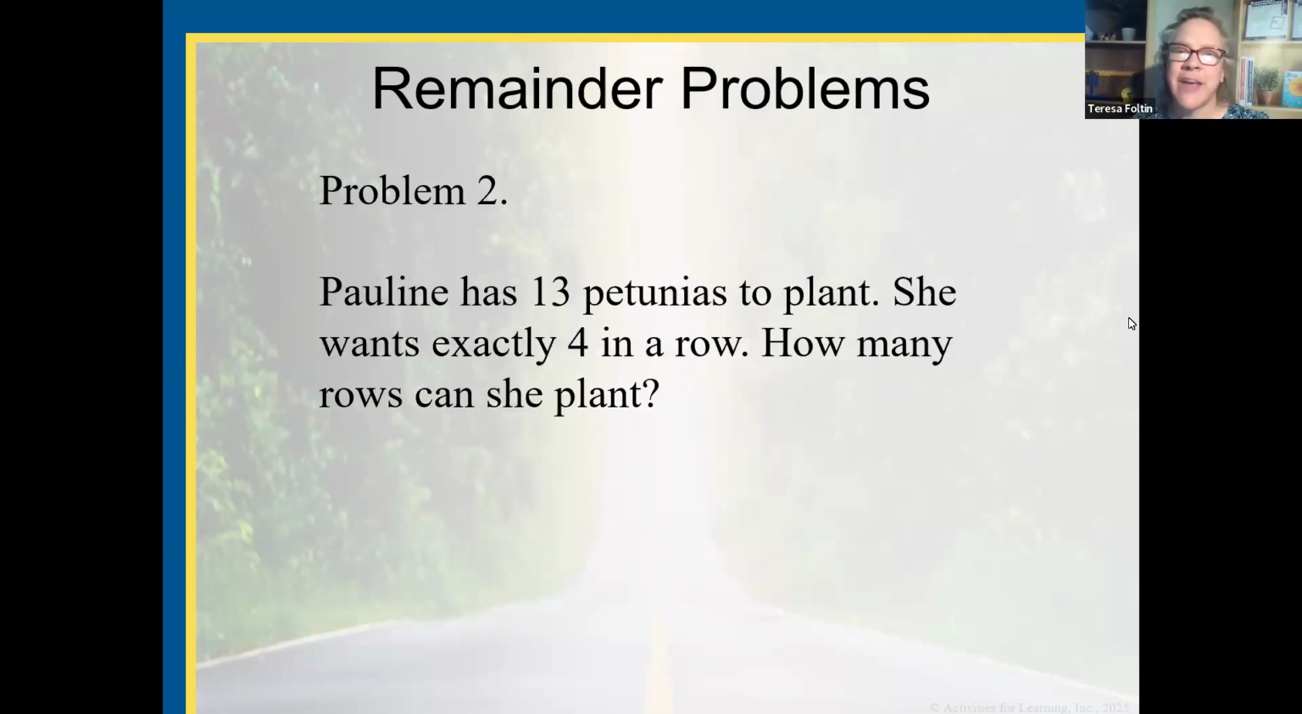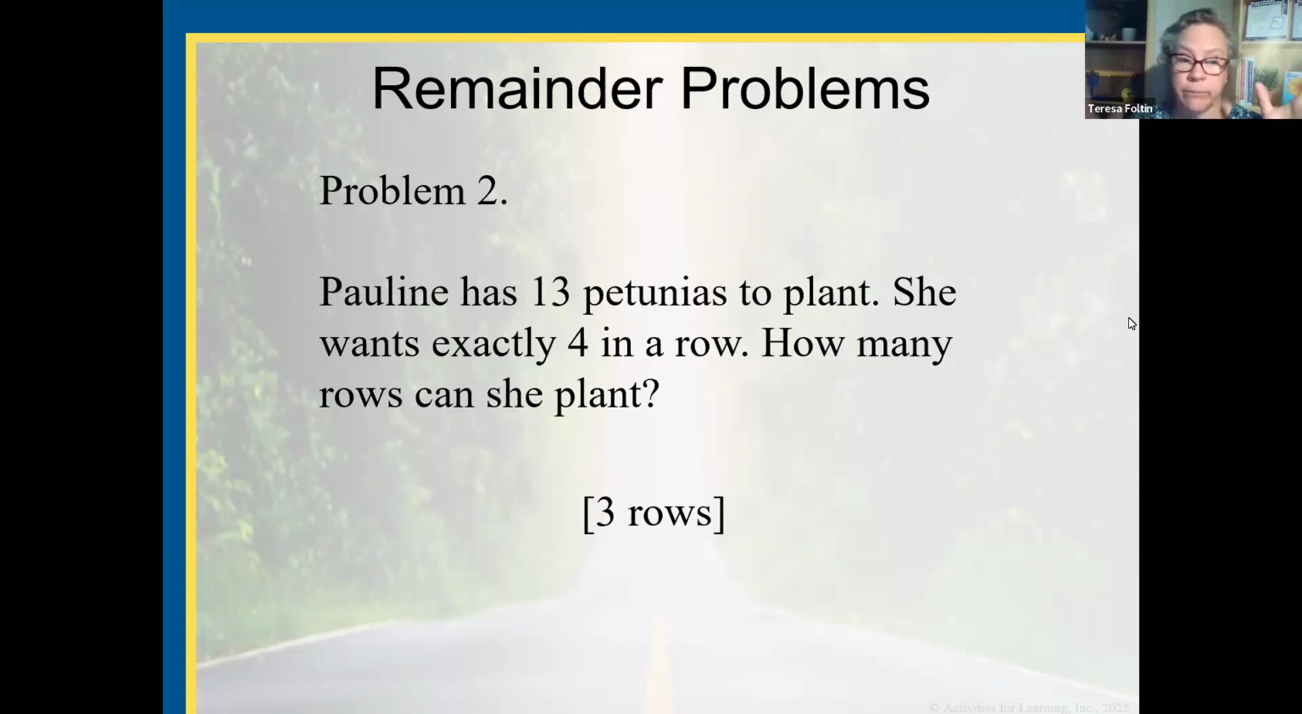Okay, let's look at problem number 2. Pauline has 13 petunias to plant, and she wants exactly 4 in a row. How many rows can she plant? Well, now what to do with that extra petunia? You're open. There's a lot more acceptable options on what to do with that one, but the answer is still not 3 1/4, right? The answer is 3 rows.